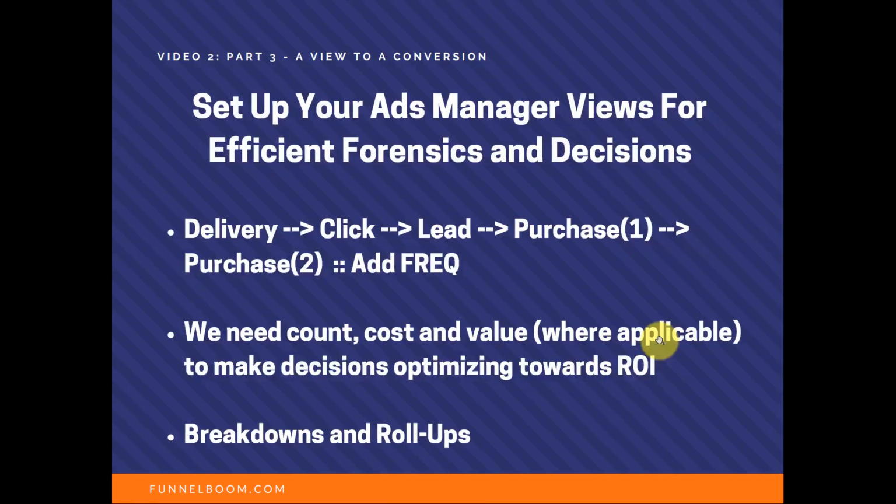So the way that we set our columns up is basically going from left to right. And again, I'll hop into Ads Manager in a second and show you this. But we're trying to go from delivery to clicks to leads to purchases where it's applicable, assuming your funnel includes all of those things. And we're also going to add frequency in there just to keep an eye on how saturated we are for a certain ad or offer or whatnot.